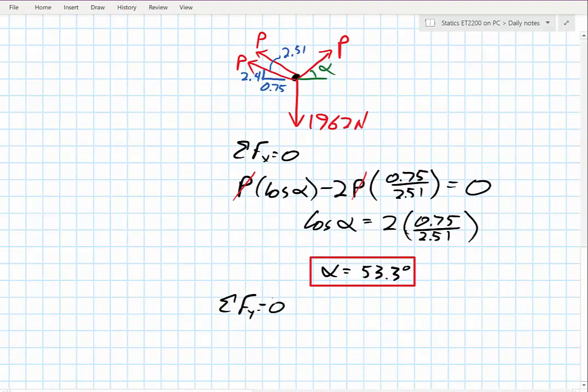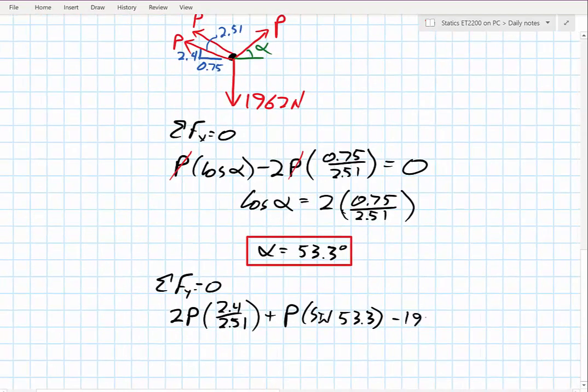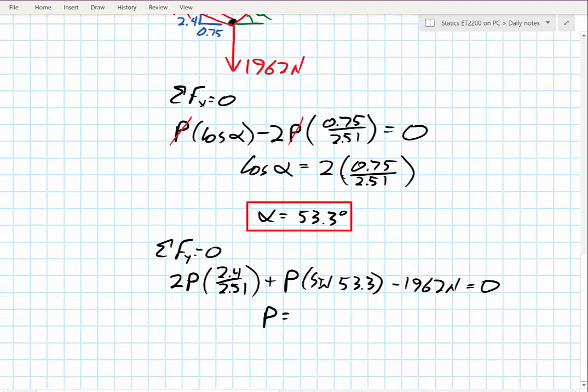For the second part of this problem, I'm going back into statics, and I'm saying sum of the forces in the y direction equals 0. I have these two P's on the one side, and then their vertical distance is 2.4 over this hypotenuse distance of 2.51. Plus, also pulling up is this other single force on the right hand side, times the sine of my new angle that I just found, 53.3 degrees, minus this 1962 newtons that's pulling it down, must be equal to 0. From that I can solve for P. It's my only unknown. I end up with P equal to 723 newtons.